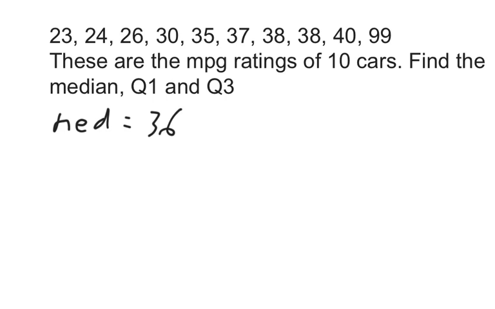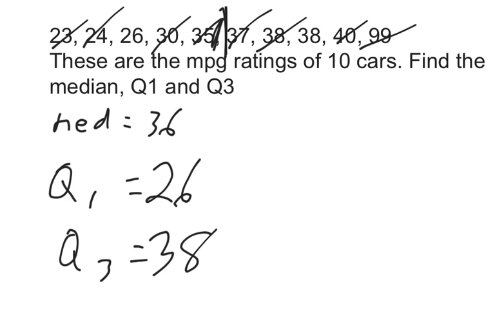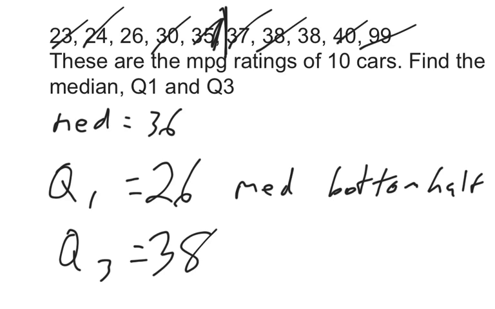Okay, now in order to find Q1 and Q3, I'm going to split this up into half. So right there is where we had the median. And in order to find Q1, I'm going to cancel out the numbers on this side, and we got Q1 equals 26. For Q3, I'm going to take the higher numbers past this area and cross out the largest and the smallest till I get the quartile of 38. So for Q1, that's basically the median of the bottom half, and for Q3, that's the median of the top half.